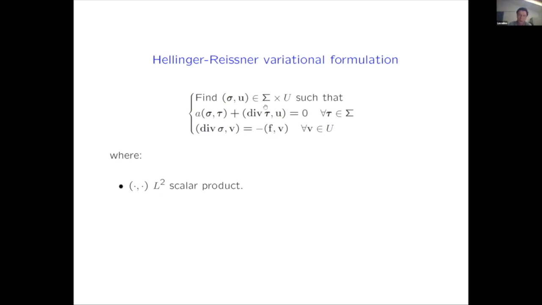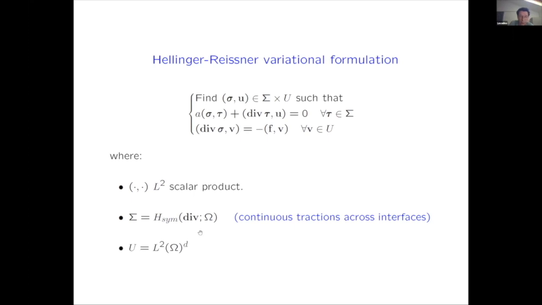in variational form. The spaces involved in such a formulation are H-div made up of symmetric tensors, sigma, and then there's the L2 space for each component of the displacement field. And then the bilinear form A of sigma, tau is basically the L2 product with the material coefficients. So D is just the inverse of the C tensor, which is a symmetric fourth order tensor.